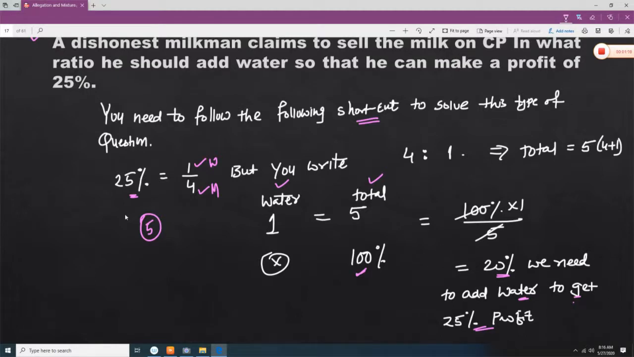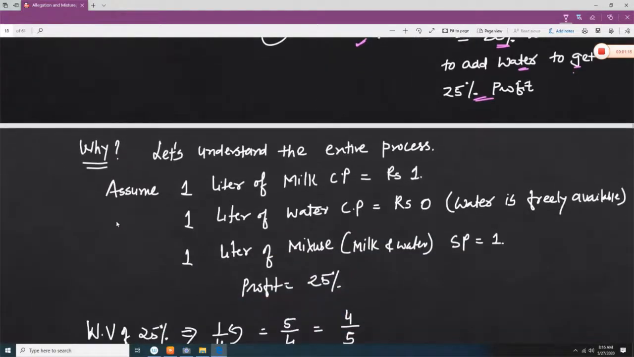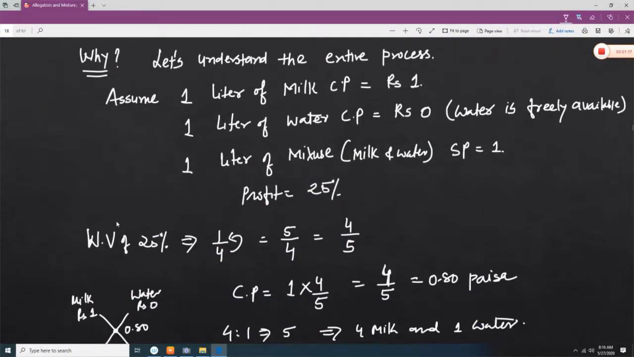In the exam we are going to do this because in the exam time is very important. But if you want to understand the logic, let's understand the entire process. 1 liter of milk, the cost price is rupees 1, and 1 liter of water, the cost price is 0 because water is freely available. So 1 liter of mixture has an SP of rupees 1.